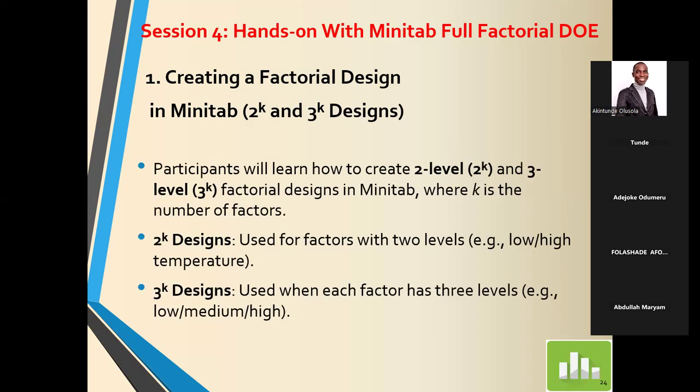So we will learn how to create two-level designs. 2^k means two level, while 3^k means three level factorial. The k stands for factors, the factors that you are looking at. Like in the other example, the exploratory data that we did, how many factors are there? Who knows? Who can tell us how many factors we have there? I have to see if you are following.